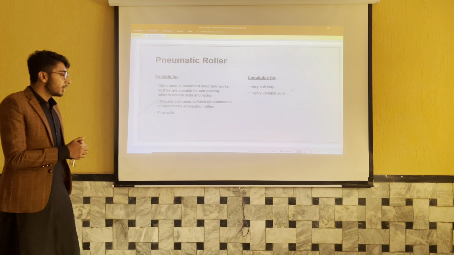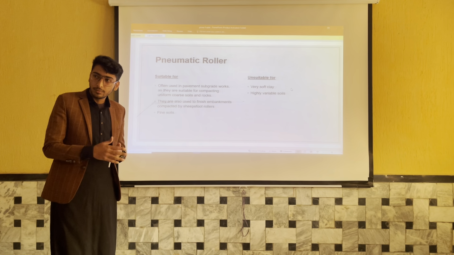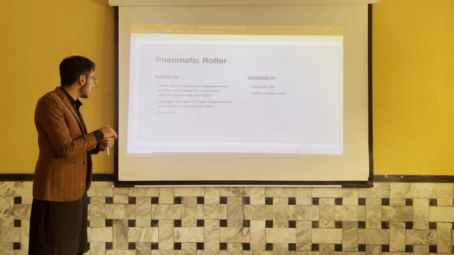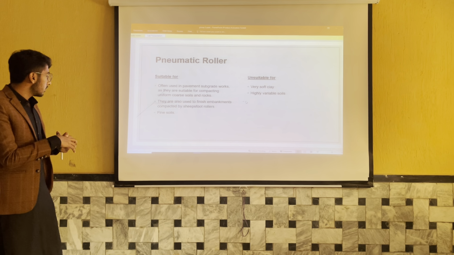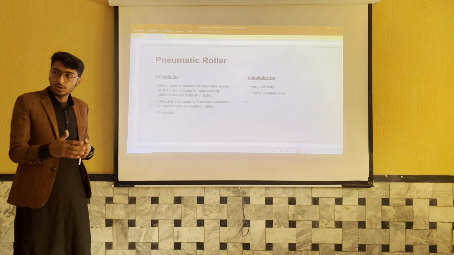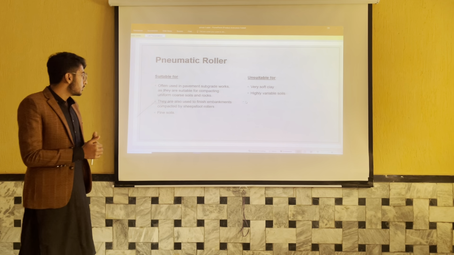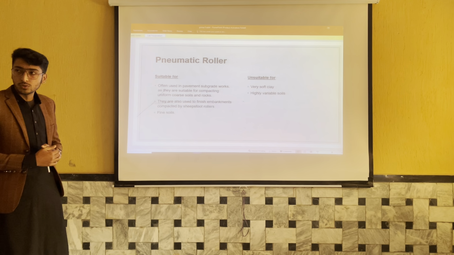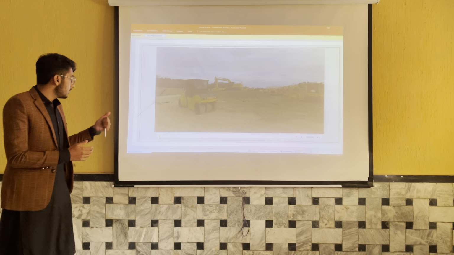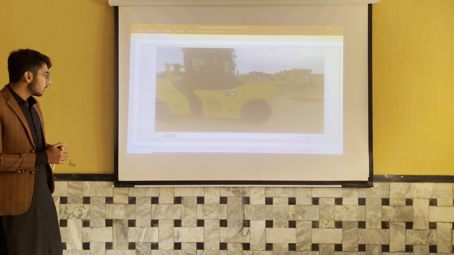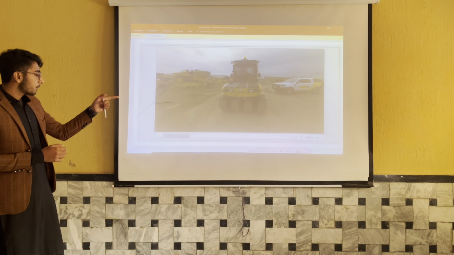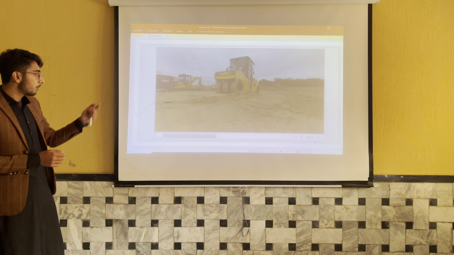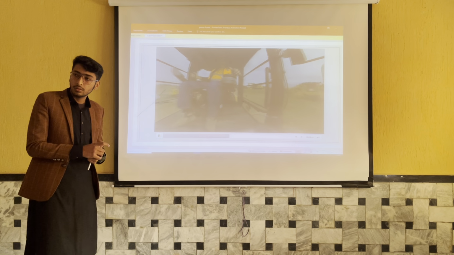They are suitable for subgrade works, meaning the basement of the roads, and they are also suitable for compacting coarse soils and rocks, and embankments, meaning the protection from the water, and they are also suitable for fine soils. They are unsuitable for soft clay and highly variable soils. As you can see, these are pneumatic rollers. We can vary the pressure of the tires by varying the loads within the roller.